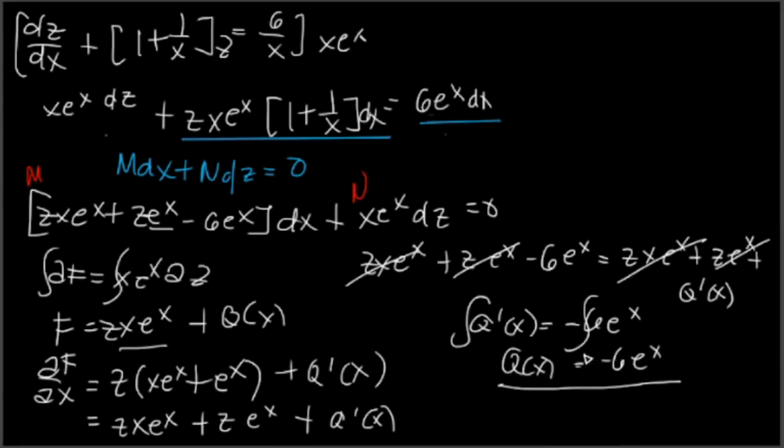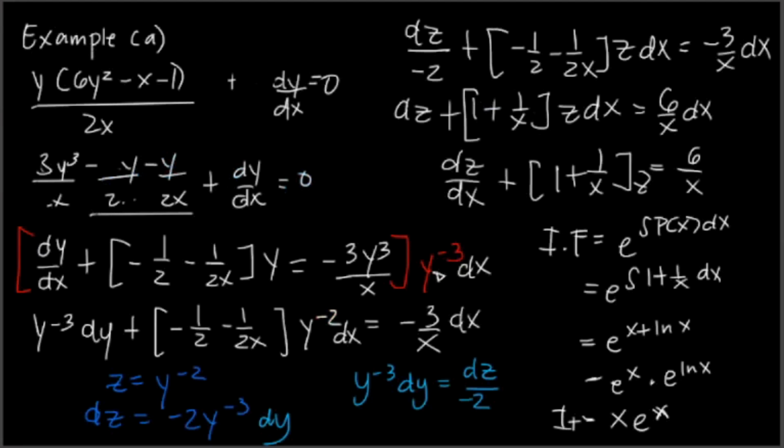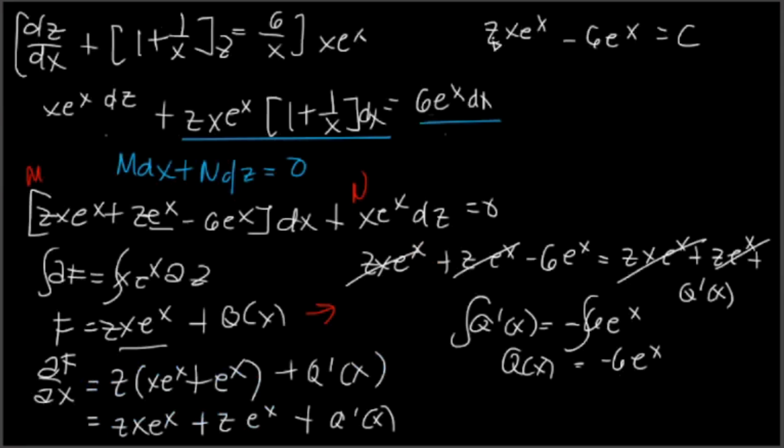So substitute natin siya sa f natin. Ito yung f natin. So zx e raised to x, copy natin. Plus q of x natin is minus 6 e raised to x. Then yung f is equal to c, so equal to c. Then gawin natin, balik na natin yung value ng z natin. So from here, ang value ng z natin is y raised to negative 2. So balik na natin siya. Y raised to negative 2, x e raised to x minus 6 e raised to x is equal to c.